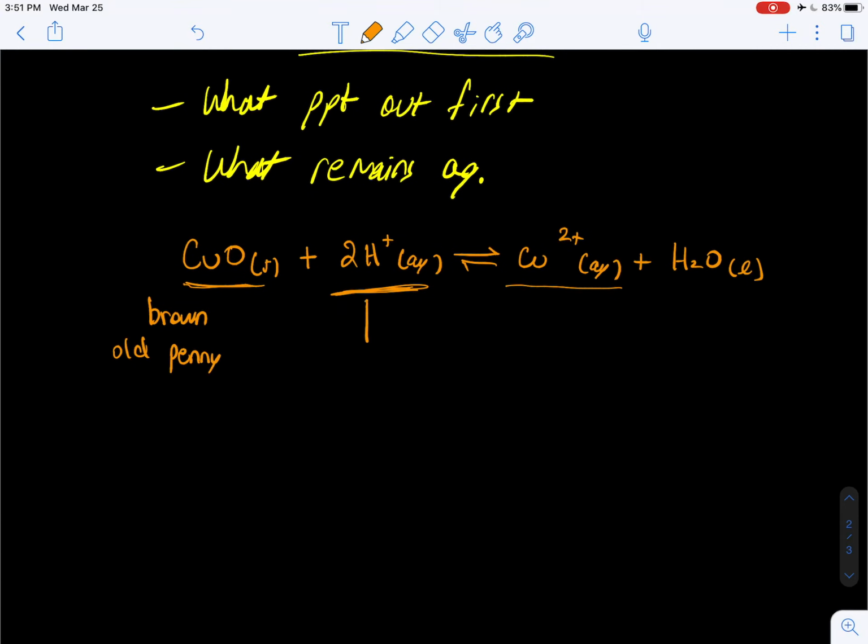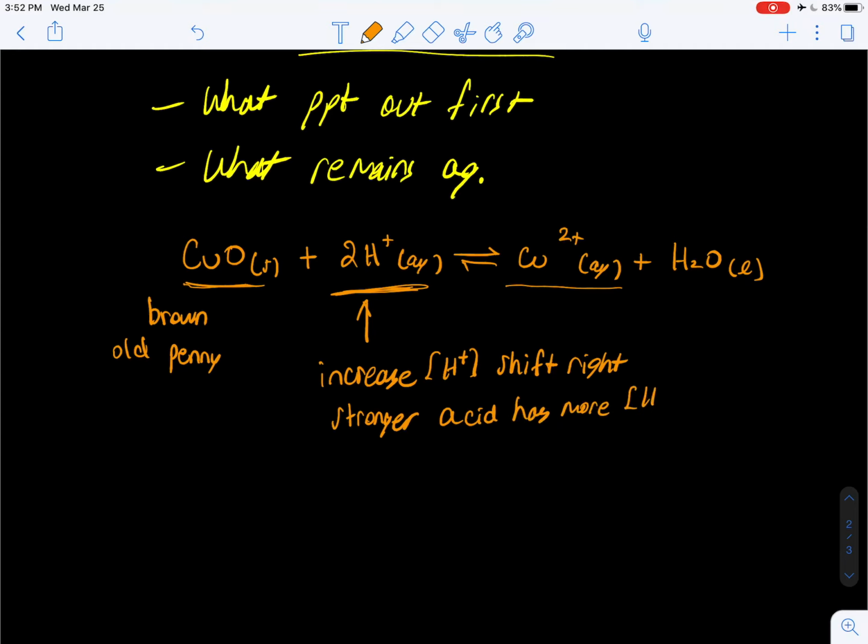So if you increase the acid, this reaction will shift right, and you'll make the ugly brown pennies shiny. A stronger acid also works better because it has more H plus in solution. And so what students find is that the strongest acid, I think lemon juice, works a lot better than vinegar or something like that. Okay?